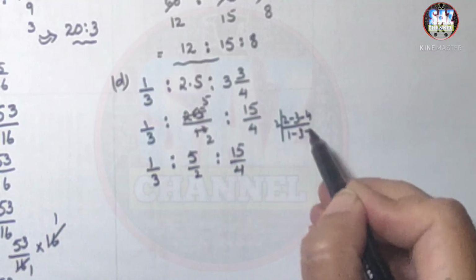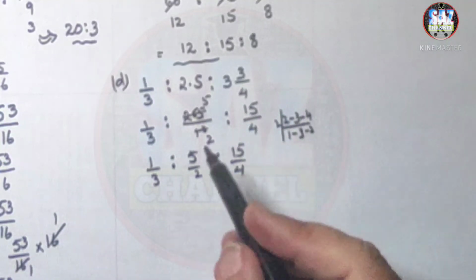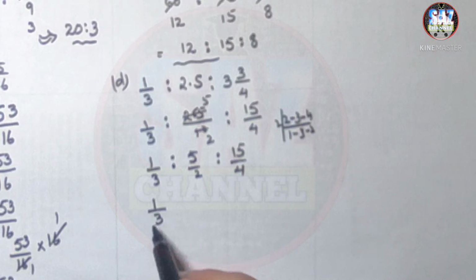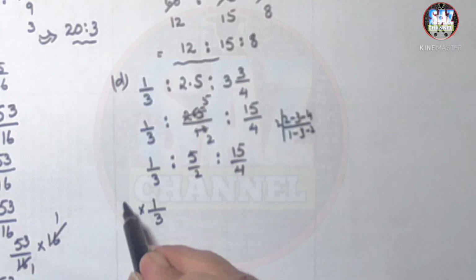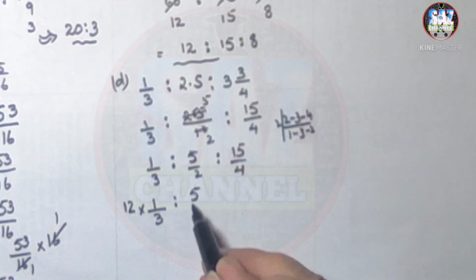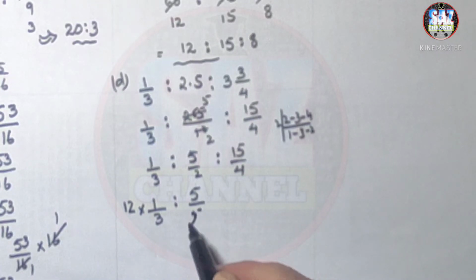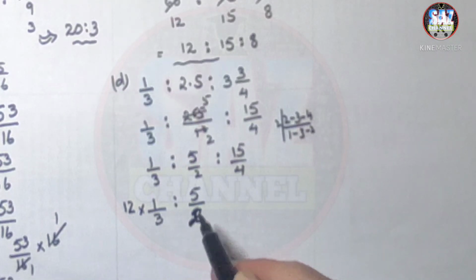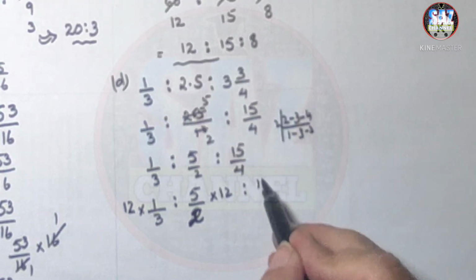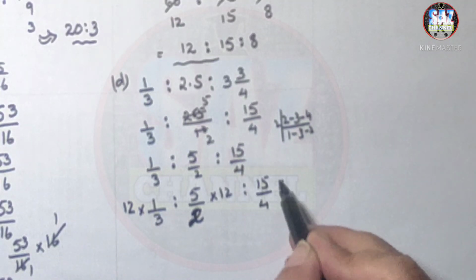2 1s are, 3s are and 2 2s are, 3 2s are 6, 2s are 12. So it means that in order to make this question free from denominator, I have to multiply all parts by the LCM, which is 12. Ratio 5 by 2 multiplied by 12, ratio 15 by 4 multiplied by 12.